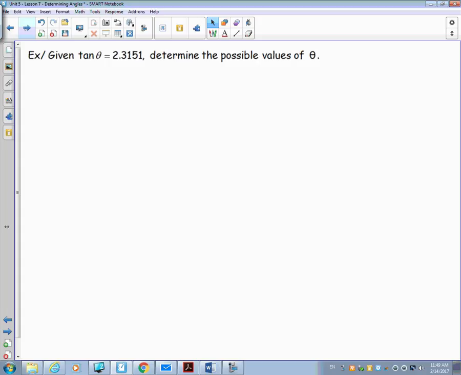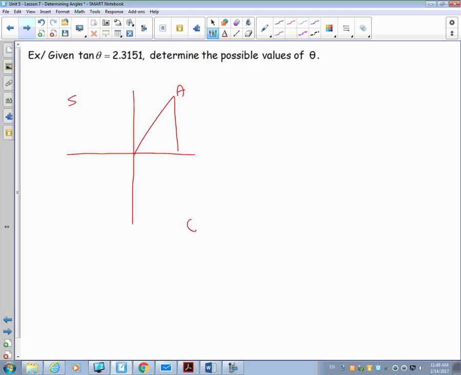Okay, last one. You guys try it. Given that tan theta is 2.3151, can you find me the angles theta? So, tan positive, not in C, yes in A, not in S, yes in T. Well, no, X is in here. X will be the inverse tan of 2.3151. If we do that on our calculators, we have to use calculators. That's not a special triangle. 66.64 degrees. That's x. But we want theta.